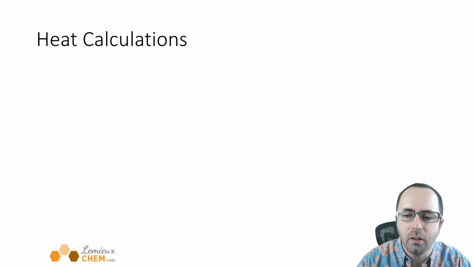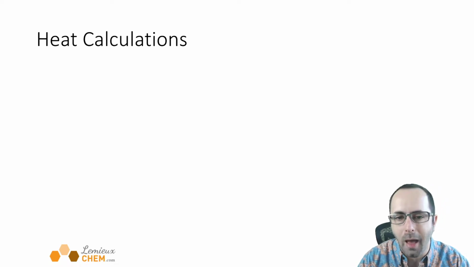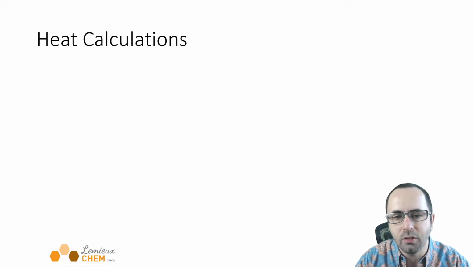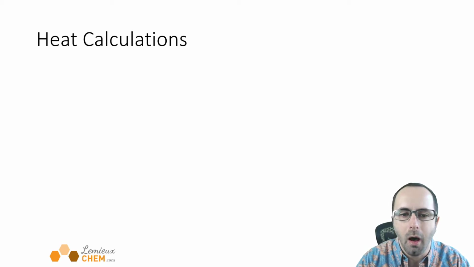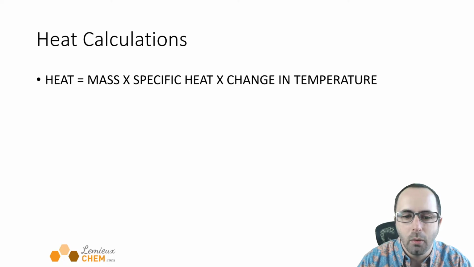This has everything to do with the heat capacity of water. Water has a high heat capacity, meaning that it takes a lot of heat energy to change the temperature of water. But the metal pot probably has a much lower heat capacity, so it takes a lot less energy to change the temperature of that pot. So this relationship is given by this equation.